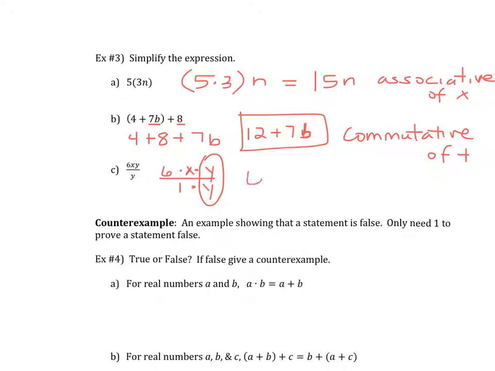So we're doing 6 times x. This 1 on the bottom doesn't change anything. This becomes a 1. So 6 times x times 1, or 6x times 1, is going to equal 6x, which property says that when you multiply something by 1, it's the same thing. What didn't change? Your identity, right? So this is identity of multiplication.